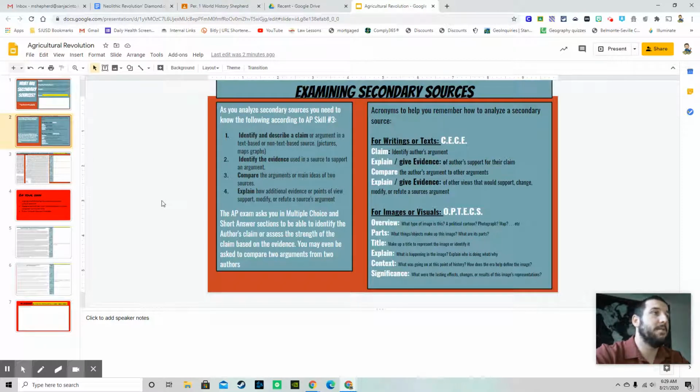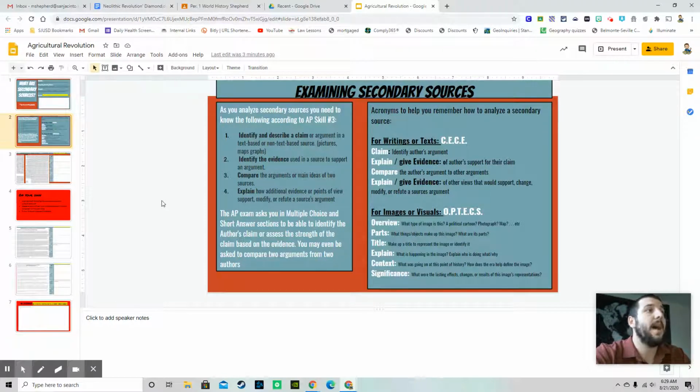Examining secondary sources. As you analyze secondary sources, you need to know the following according to AP skill number 3. 1. Identify and describe a claim or argument in a text-based or non-text-based source, such as pictures or maps. 2. Identify the evidence used in a source to support an argument. 3. Compare the arguments or main ideas of two sources. 4. Explain how additional evidence or points of view support, modify, or refute a source's argument.